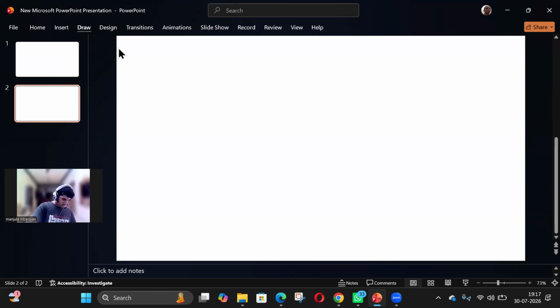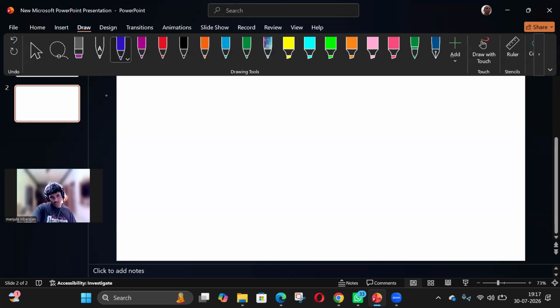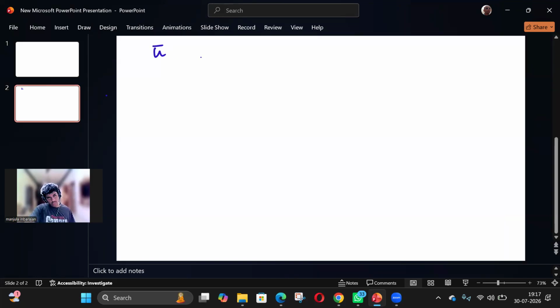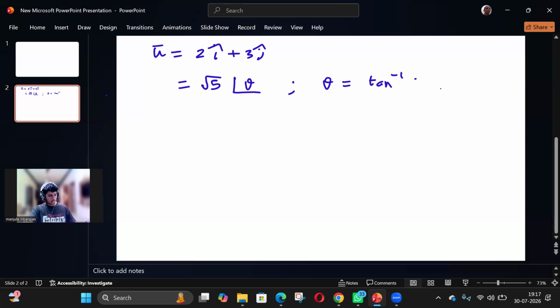Okay, so they are given u as what? What is u? It's 2 i cap plus 3 j cap. So I can also write this as square root of 13, and the angle with the horizontal is, say, theta. Theta is tan inverse 3 by 2.